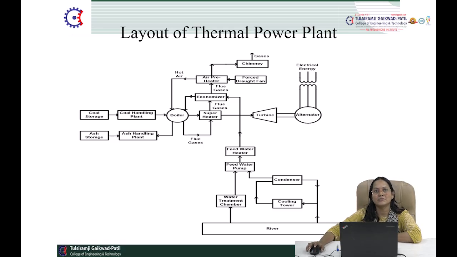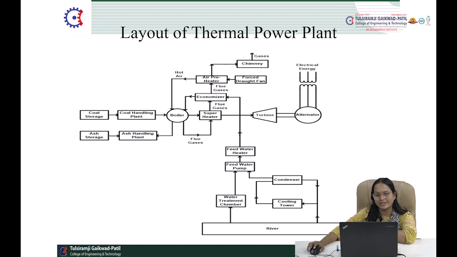Now how will this thermal power plant work? We will start from the coal storage. Basically, in the coal storage, first we have to carry the coal from the coal mines by railway and roadway, right, and it is stored in the coal storage. Now the coal available in the coal storage will be fed into the coal handling plant by using a crane or some particular arrangement for handling the coal from the coal storage to the coal handling plant. And now this coal will be fed into the boiler.